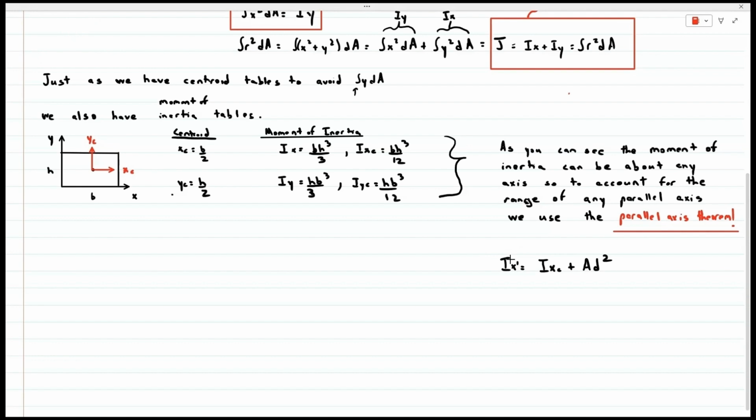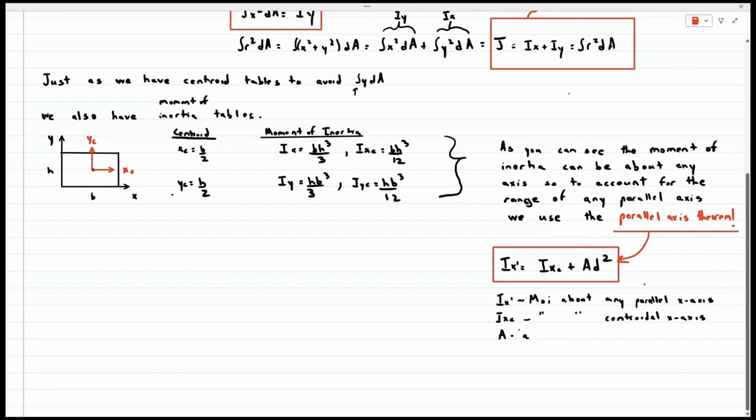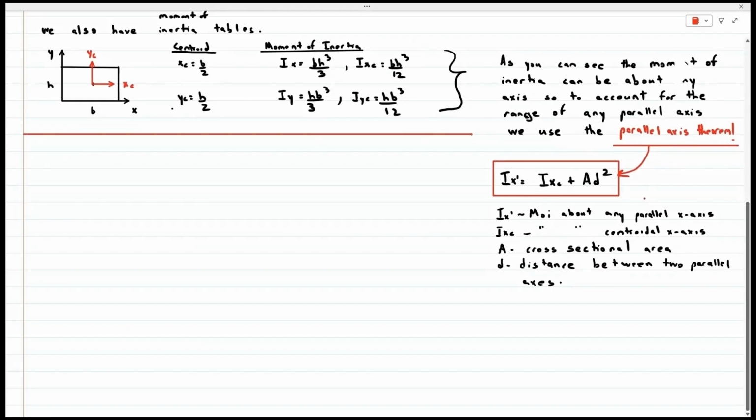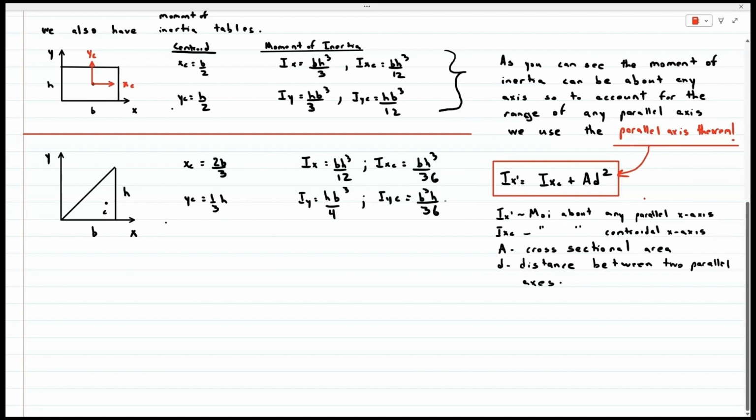Ix prime would be the moment of inertia about any parallel x-axis. Ixc is about the centroidal x-axis. A is the cross-sectional area, and d is the distance between the two parallel axes. We can also show the centroid and moment of inertia of this triangle here.